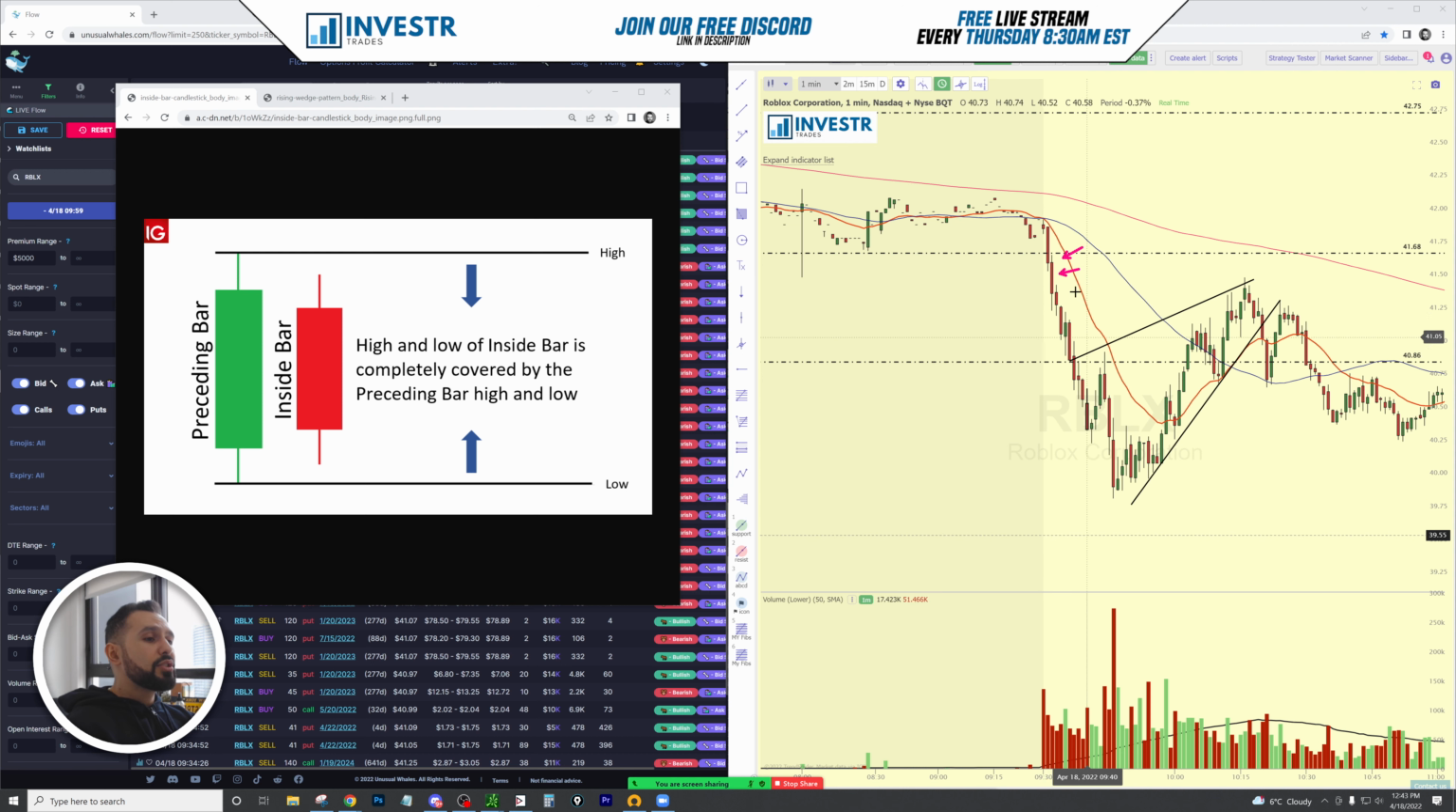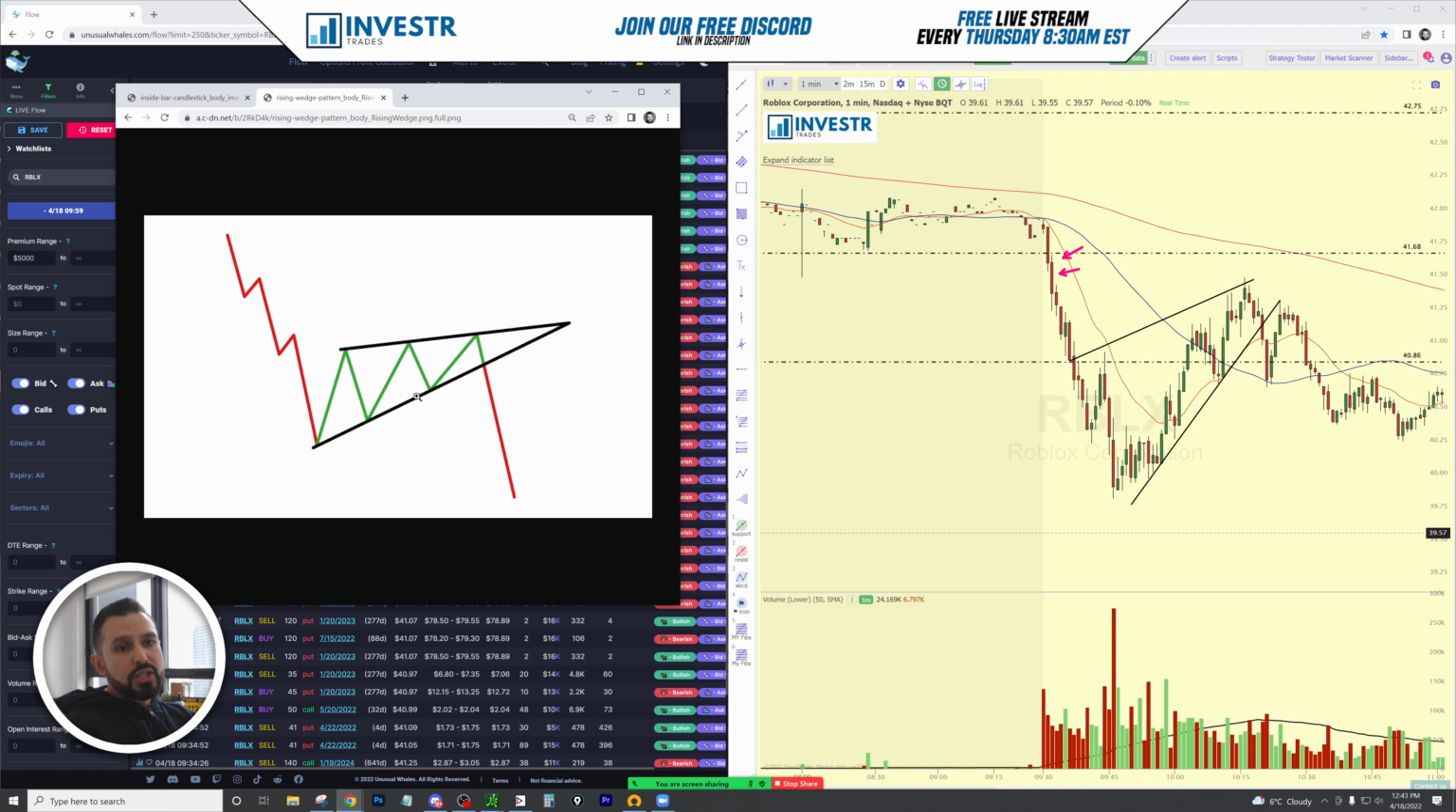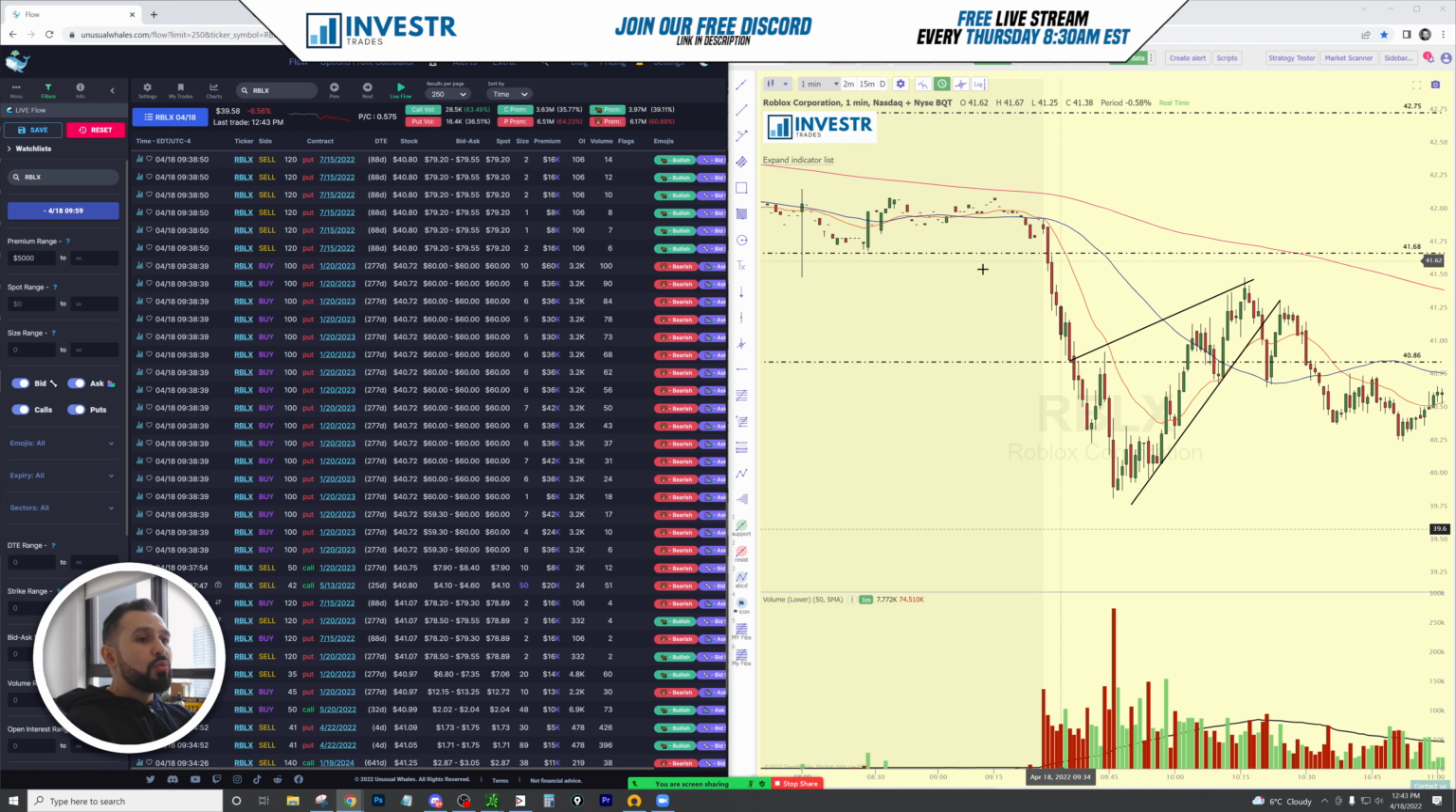That other setup happened to be this rising wedge. If you aren't familiar with the rising wedge, take a look at the pattern right here. We have a move down, a consolidative pullback up, and then right here is your entry to take advantage of the move downwards.